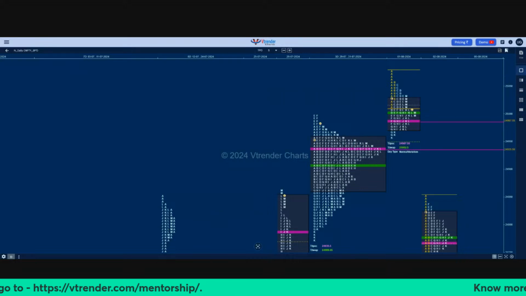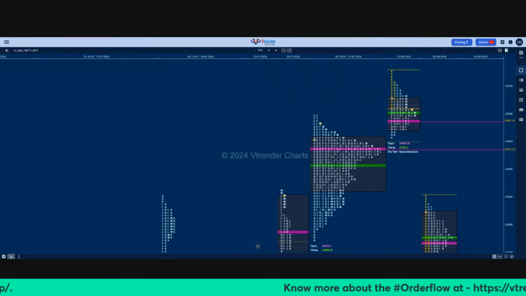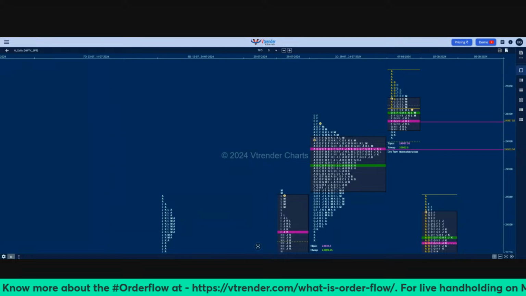Great. So we are having a big move happening in the market, and let us discuss where the move started and how we can identify them using market profile and order flow.